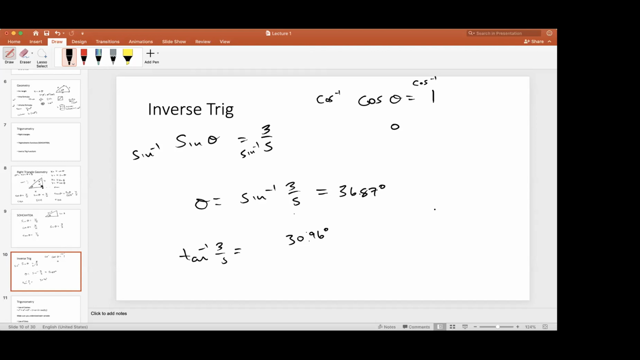Because basically what we're saying is, if this is opposite over adjacent, then this is 3/5, right? And what if it was -3 over -5, right? Arctan of -3 over -5 gives me bad syntax.